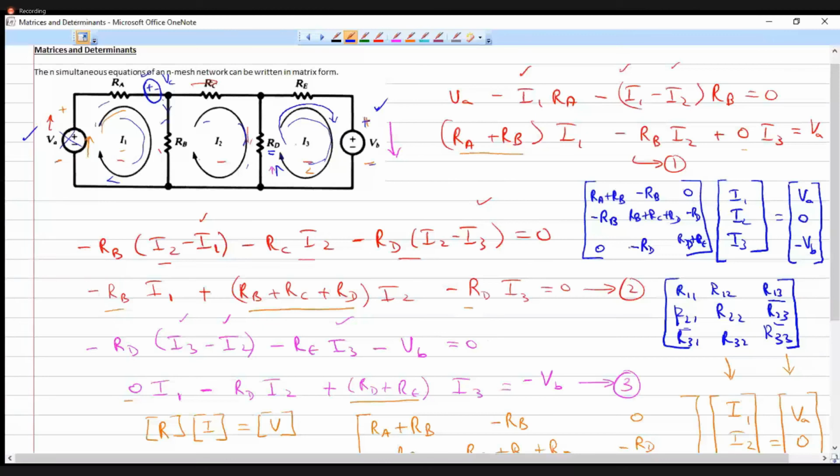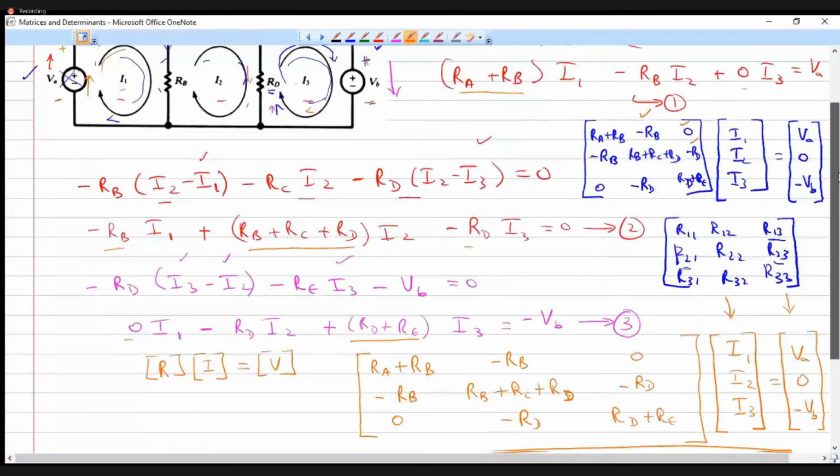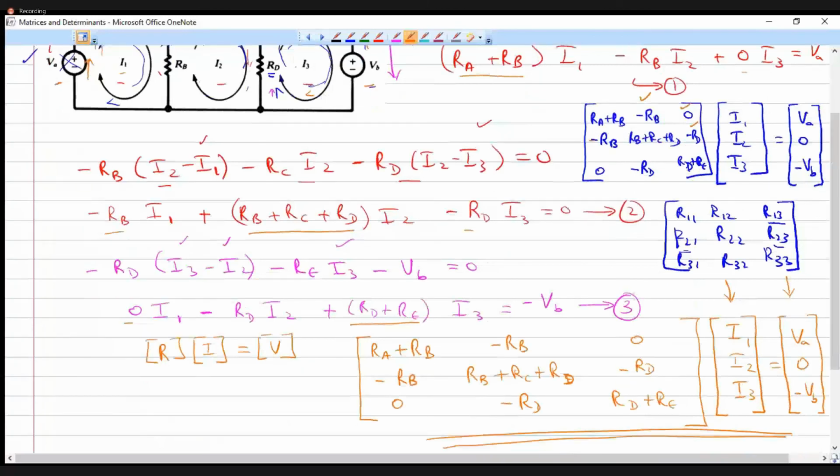Okay, so once you are able to fill RB here and 0 here and minus RD here, then you can write minus RB here and RD here and 0 here. So that is how we can easily write this matrix. Okay.